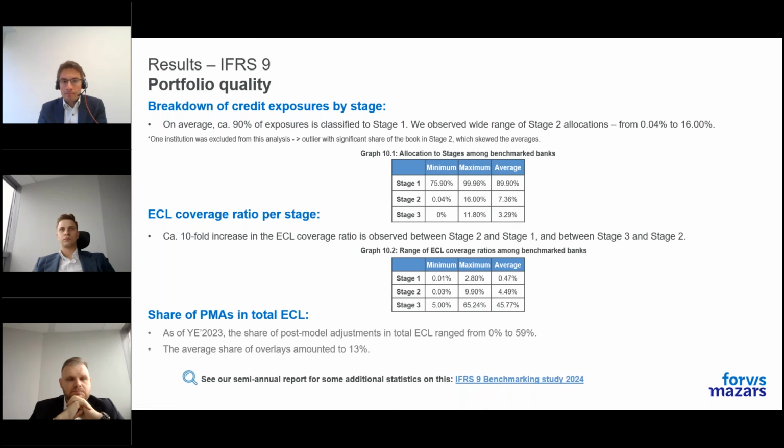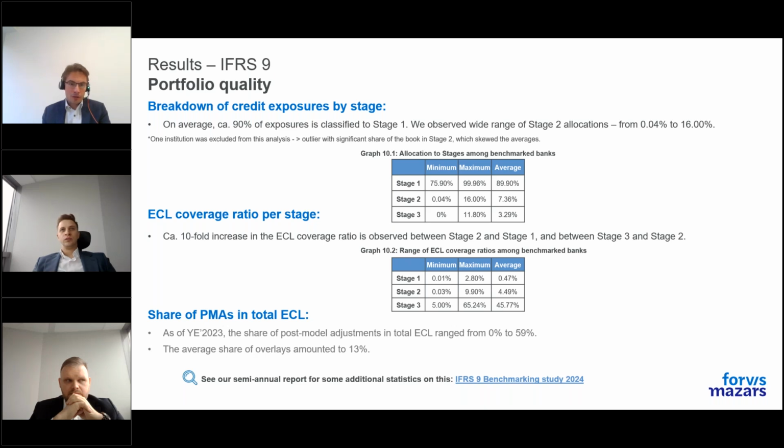However, for stage 2 and stage 3, we saw broad ranges, or really big variability between institutions, as you can see, ranging from 0.04% to 16% in stage 2, and from 0 to almost 12% for stage 3 accounts.